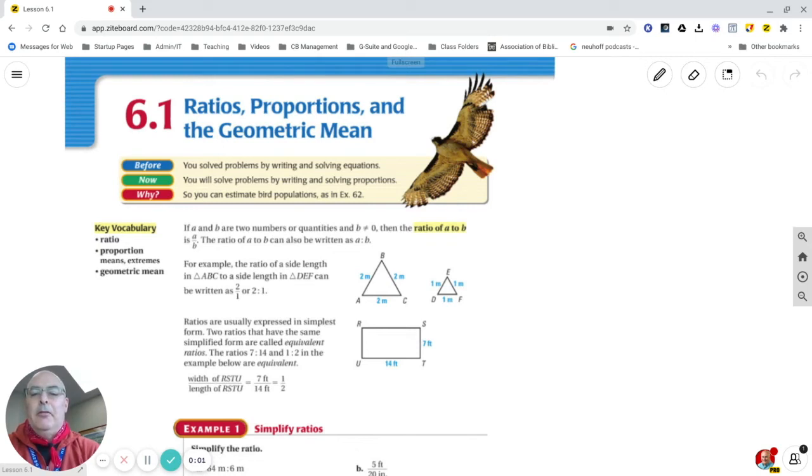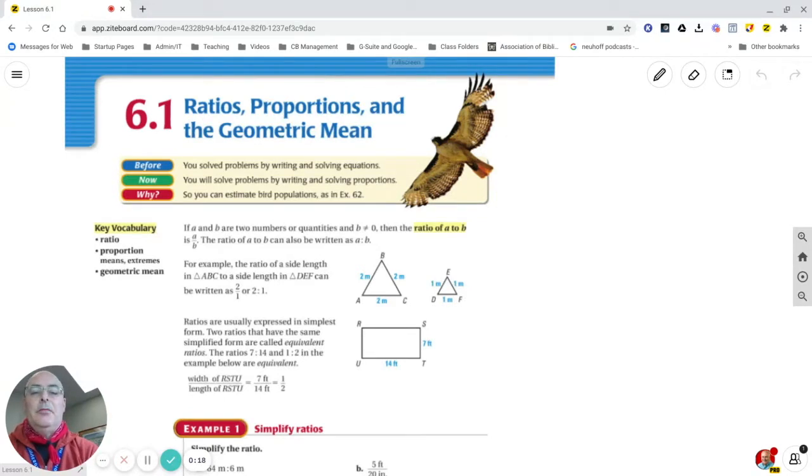We're going to begin looking at ratios and proportions and begin to utilize those in preparation for looking at similar triangles and similar polygons in the upcoming lessons. So to begin with, what do we mean by a ratio?